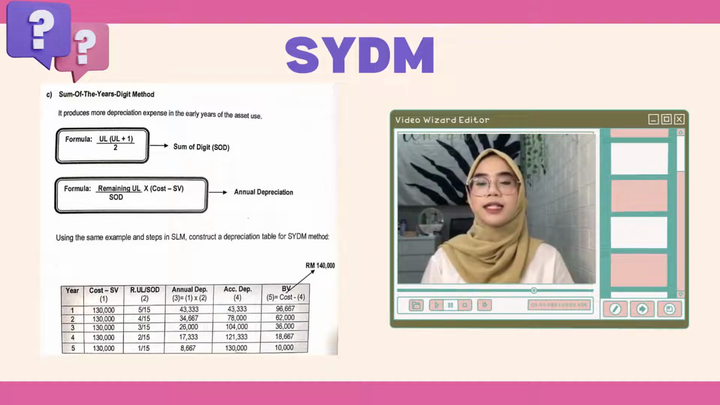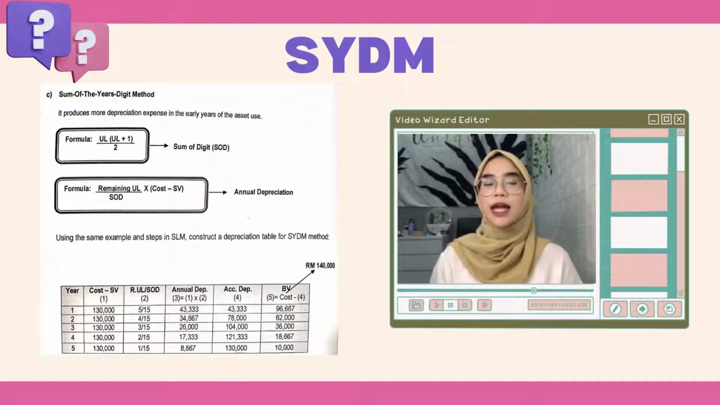Then, using the same example and steps in the straight line method, construct a depreciation table for the SYDM method. For the SYDM table method, you need to do a 6-row table for year, cost minus salvage value, remaining useful life divide SOD, annual depreciation, accumulated depreciation, and book value.